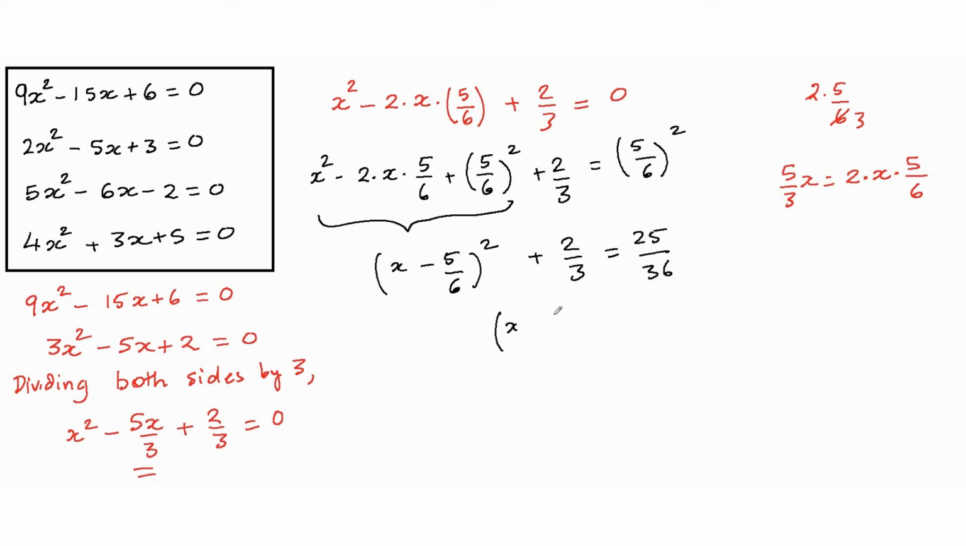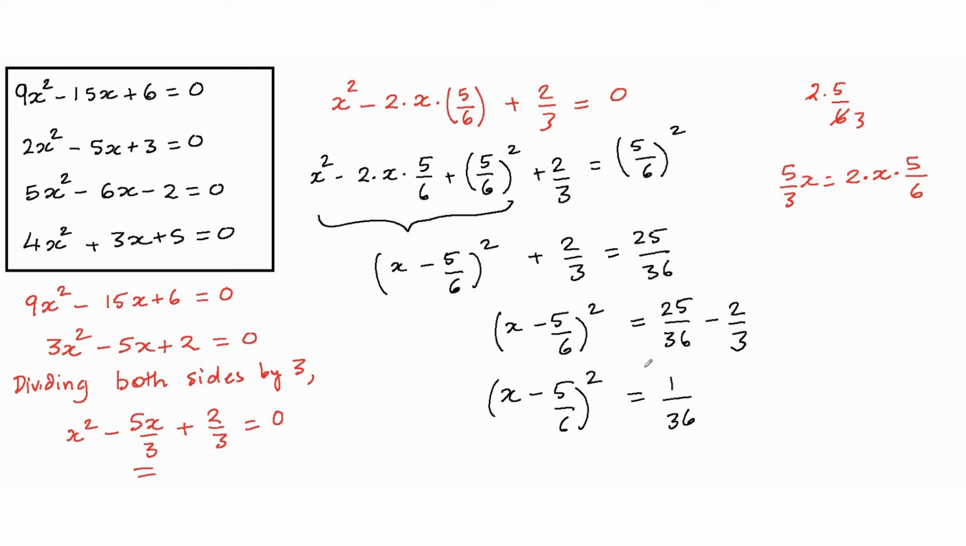So we get x minus 5 by 6 the whole square is equal to 25 by 36 minus 2 by 3. Of course, I can take the LCM on the other side. So x minus 5 by 6 the whole square is 25 minus 24 is 1, if I take the LCM, 1 upon 36. Right? And this implies that I can now take the square root on both sides. So let's quickly take the square root on both sides. So square root of 1 by 36 is going to be 1 by 6.